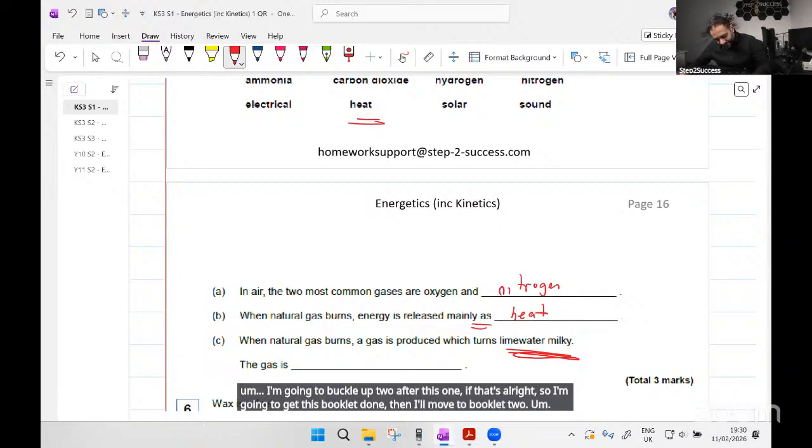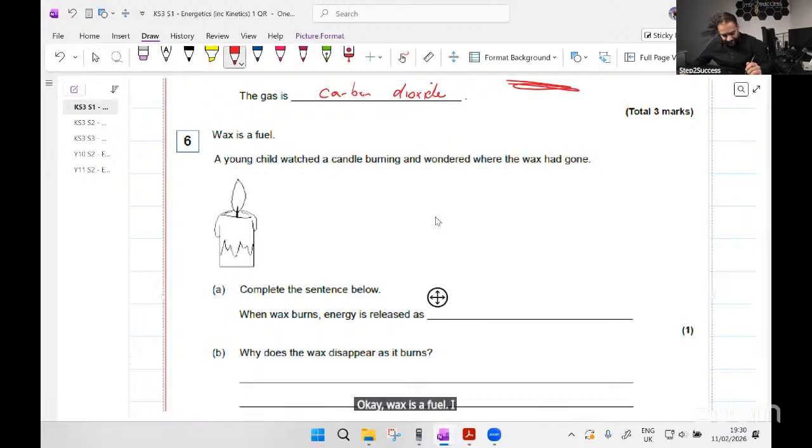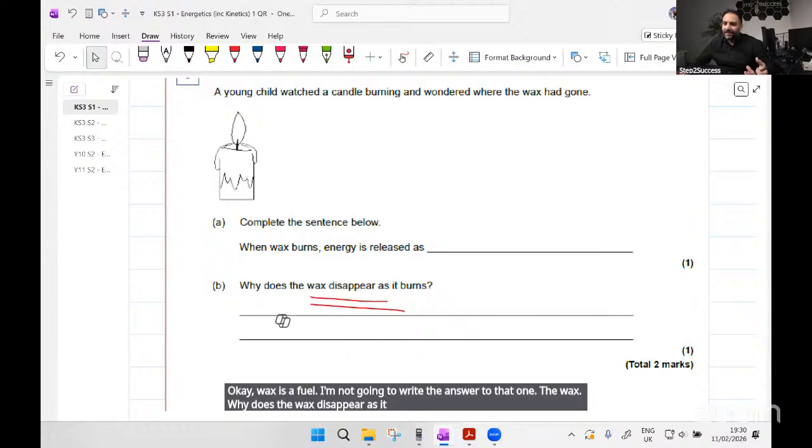So the gas is carbon dioxide. Wax is a fuel. I'm not going to write the answer to that one. The wax, why does the wax disappear as it burns? So when you burn a candle, why does it get smaller over time?